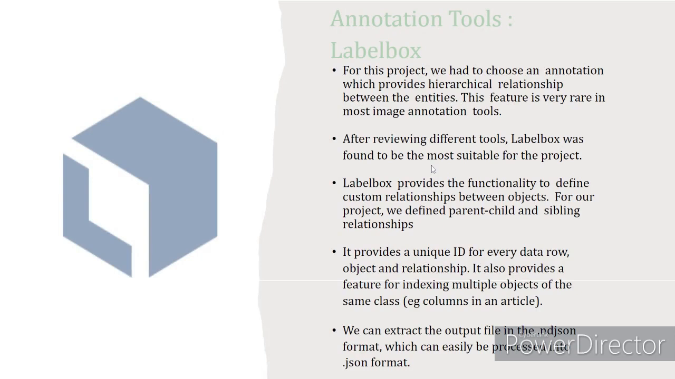As we have stated, our project required labeling to include hierarchical relationships. Finding image annotation software that catered to this proved to be very difficult as it is not offered as a feature by most labeling tools. After reviewing many annotation tools, we found Labelbox to be the most suitable software. It allows us to define custom relationships, which in our case are parent child and sibling relationships. Every data row, entity, and relationship is assigned a unique ID. One can also index many objects of the same class. For example, columns in an article can be indexed in order. The output can be extracted as an ND-JSON file, easily convertible to a JSON file.